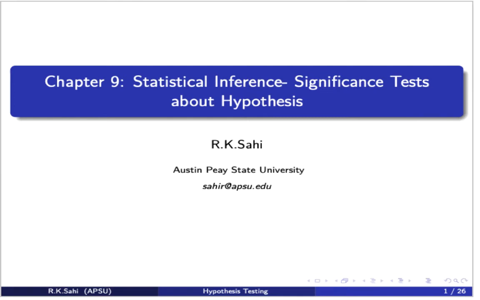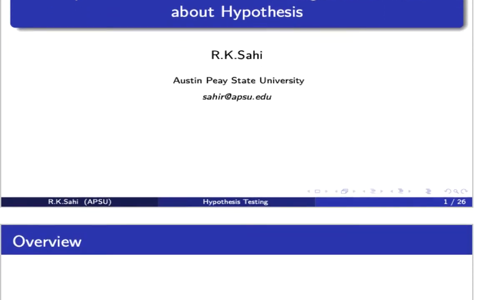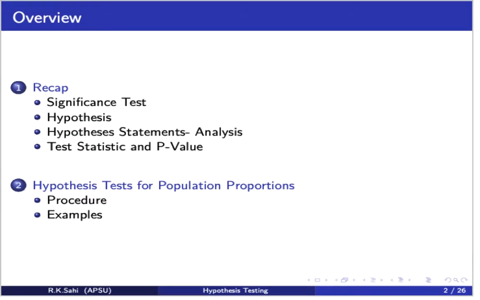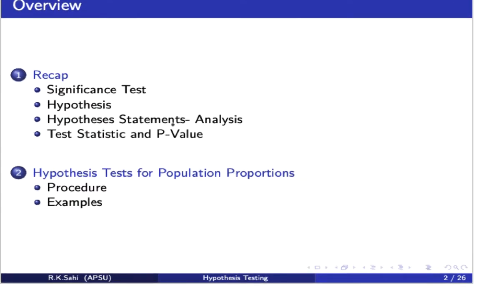Hello everyone. Today we are going to be looking at statistical inferences and we'll be applying the hypothesis testing on proportions. Once again, we are going to be doing a little recap of the things we have done earlier, and we learn about the hypothesis test for population proportions, look at the formulas and some procedures, and then do some examples.